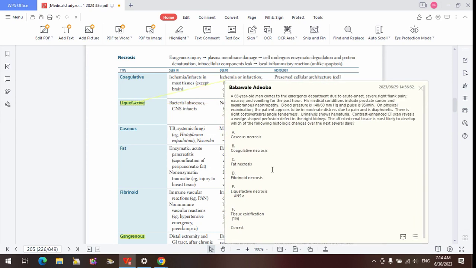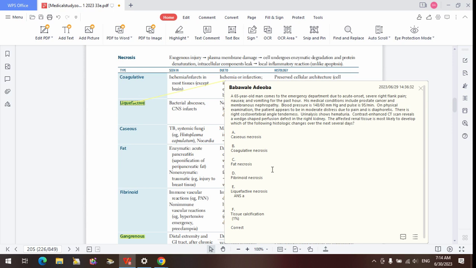A 65-year-old man comes to the emergency department due to acute onset severe right flank pain. There's nausea and vomiting for the past 1 hour. His medical conditions include prostate cancer and membranous nephropathy. The blood pressure is 148/60 millimeters of mercury, and the pulse is 95. On physical examination, the patient appears to be in moderate distress due to pain and is diaphoretic. There's right costovertebral angle tenderness. Urinalysis shows hematuria.